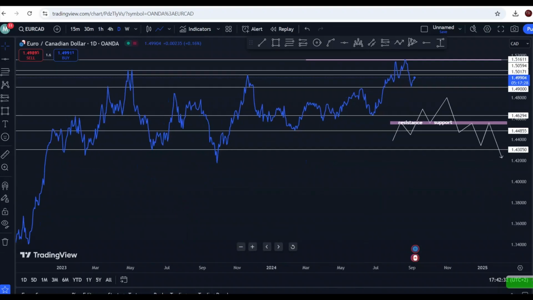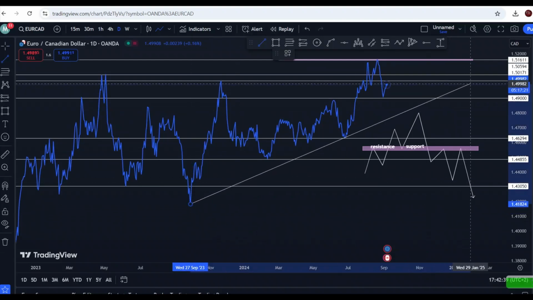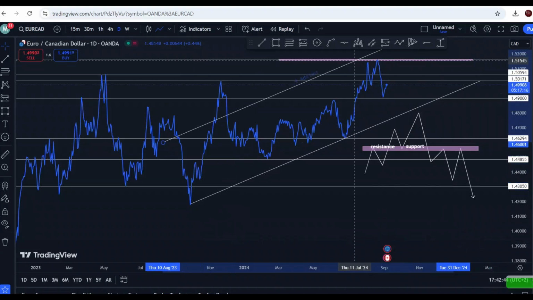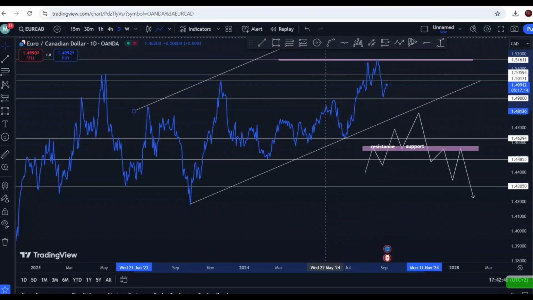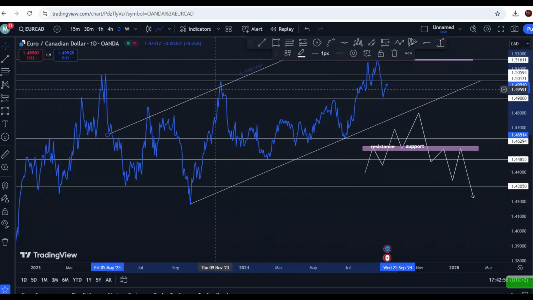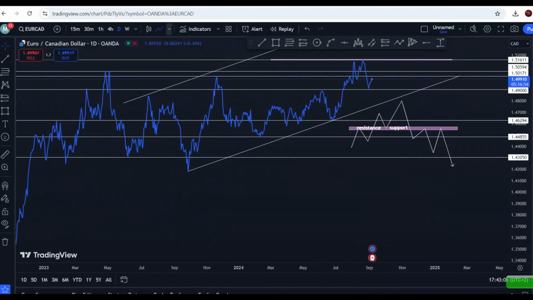Okay, I've identified my structure. I've marked out support and resistance zones. So right now I'll identify my trend. I can pick from this low point, then I can clone it. From a bigger picture, we are in this bullish trend. From an overall picture, we are in this bullish trend. This is what I'm seeing overall.